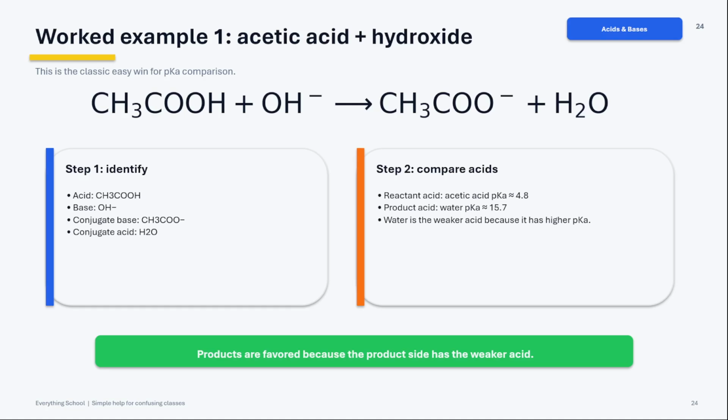Step 2 is compare acids. The reactant acid is acetic acid with pKa about 4.8. The product acid is water with pKa about 15.7. Water is the weaker acid because it has the higher pKa. Products are favored because the product side has the weaker acid. This is exactly the pKa rule in action.